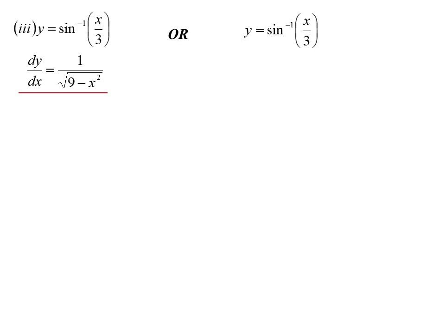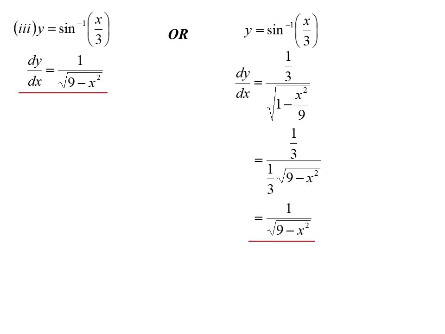If I had used the other one, I still could. I'd say the derivative is a third, so a third goes on the top, over the square root of 1 minus x squared on 9. Well, we don't like fractions on fractions, so I'll multiply everything by 3. I've just pulled the third out here to highlight that, even though that's over 9, it's actually over the square root of 9, so it is also over 3. So you end up with 1 over the square root of 9 minus x squared.